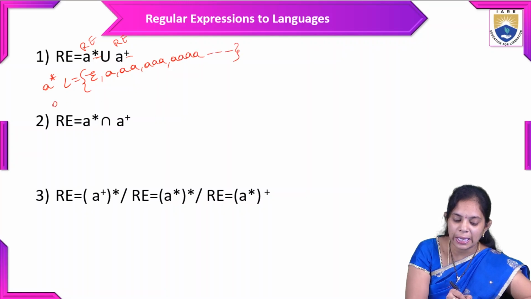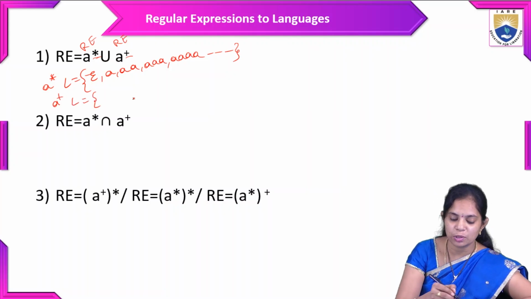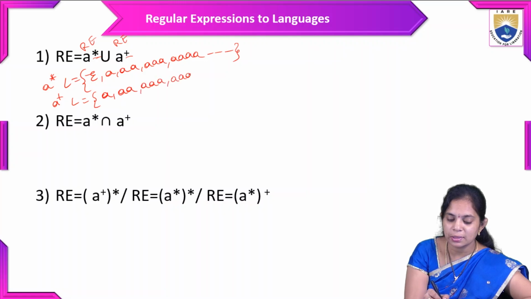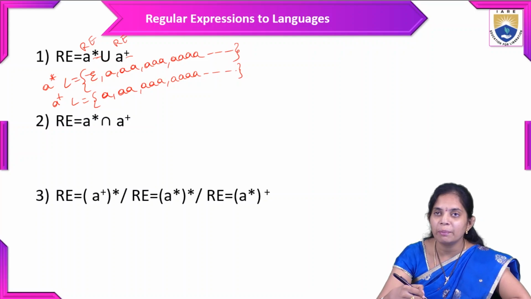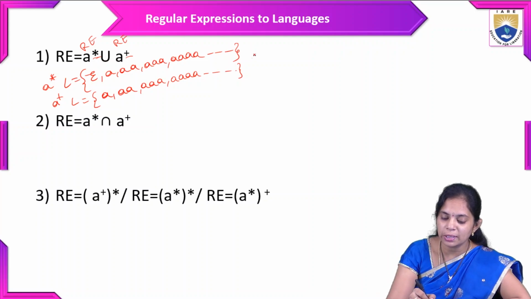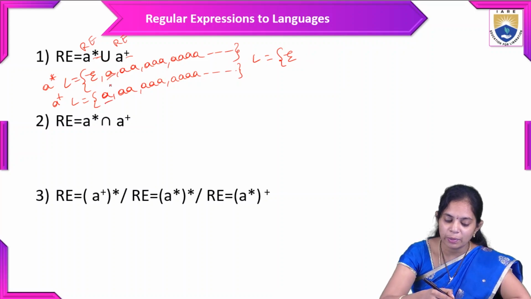And also I will write the A plus language. So the A plus language is nothing but excluding this epsilon. I can write all the symbols: A, AA, triple A, and 4 A's and so on. So these are the two regular expressions and we need to take the union of these two, combining them so that we get the result. So here I am including epsilon. So A is there, A is there. When we combine this union, we will get only A.